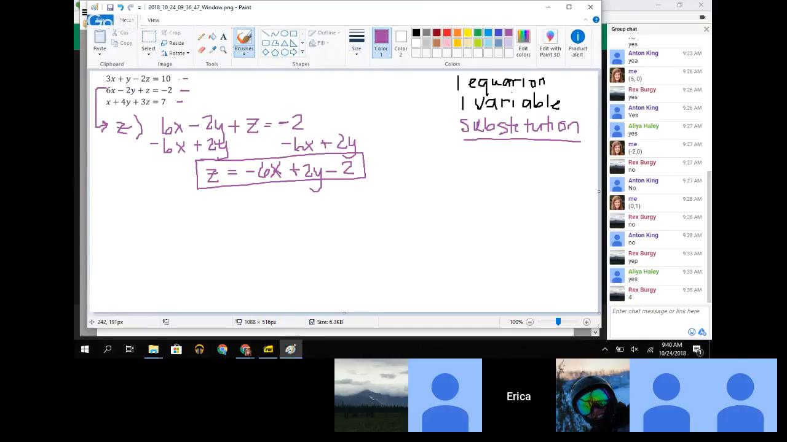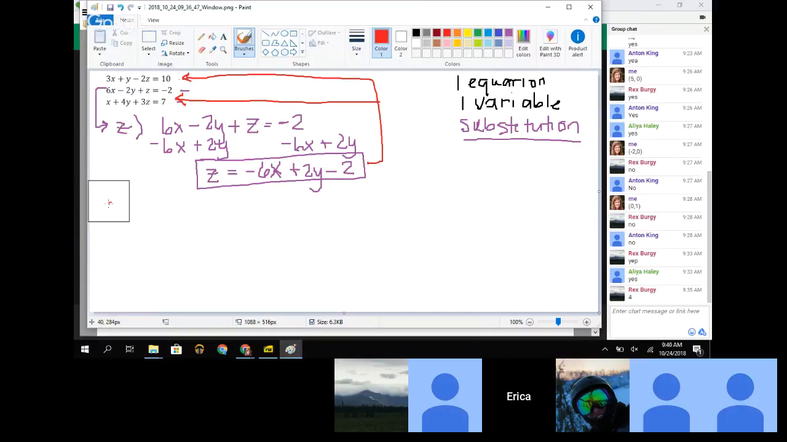Just like in my 3.2 homework, I'm now going to substitute this in. Since I solved my second equation, I need to substitute this into my first equation and my third equation. Remember, you don't want to substitute it back into the one that you just solved, because if I substitute it into my middle one, you're going to end up with -2 equals -2, and you're going to think it's all real answers. So always substitute it into the ones that you haven't done.